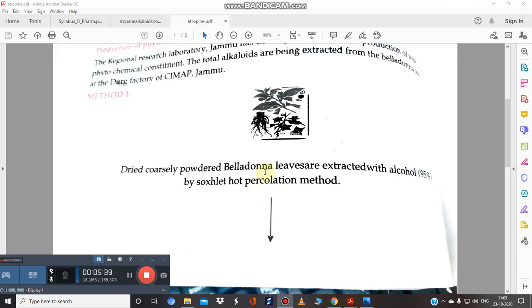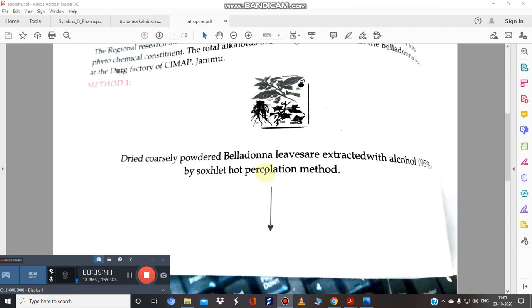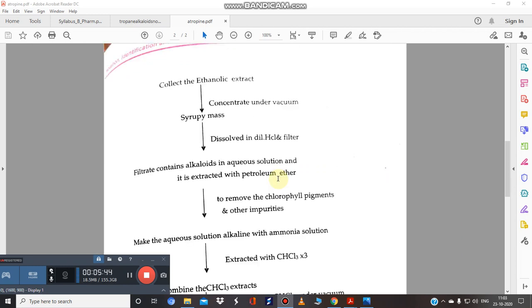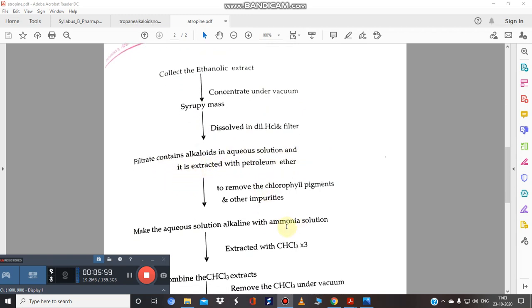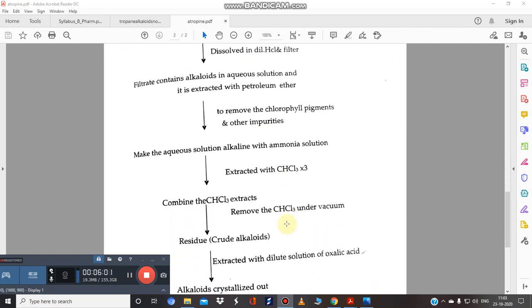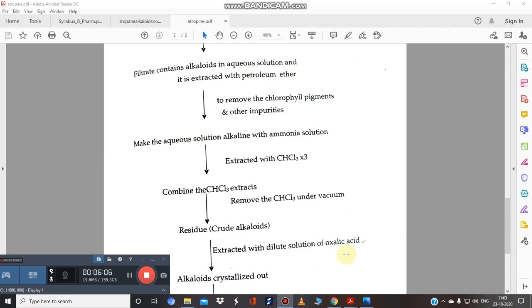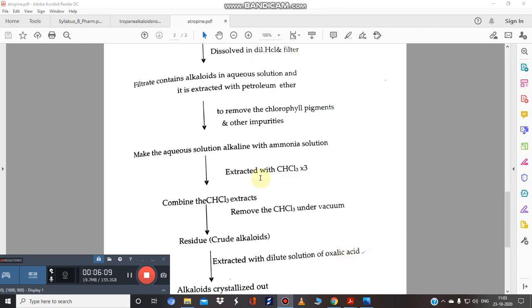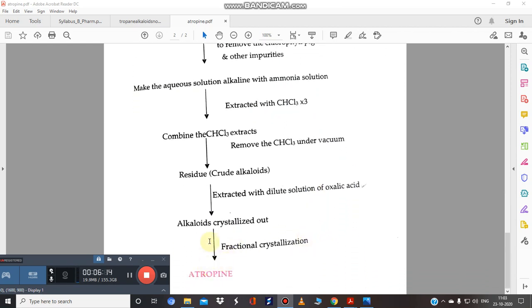And the second procedure is the use of belladonna. Again we extract with alcohol in the Soxhlet apparatus. Then over here you can see where you add acid or base. Here you add acid in this step, and then it is treated with an aqueous solution. Here you add a basic solution, that is ammonia. Again here you add oxalic acid, that is an acid. With the help of chloroform and these acid-base solutions, we will easily extract our atropine.